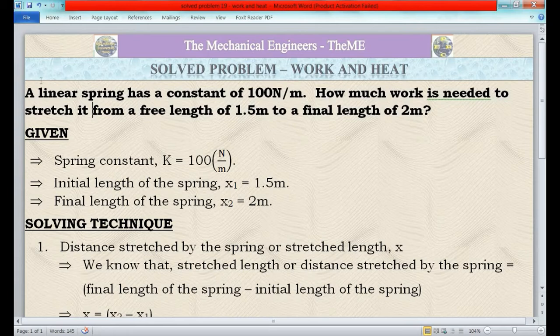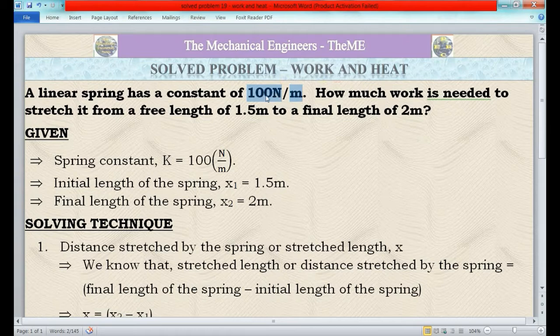A linear spring is there, and the spring constant for this linear spring is 100 Newton per meter. First of all, what is this spring constant? Spring constant represents the stiffness of the spring. So here, the stiffness of the linear spring is 100 Newton per meter. To be precise, this 100 Newton is the restoring force and meter is the displacement. For every 1 meter, the linear spring has a restoring force of 100 Newton.